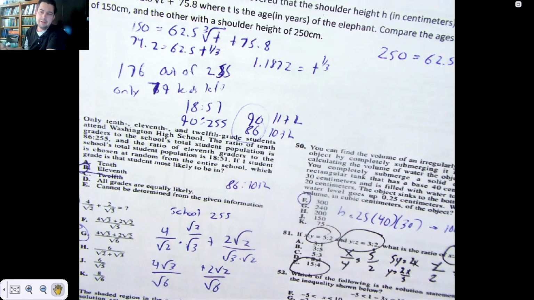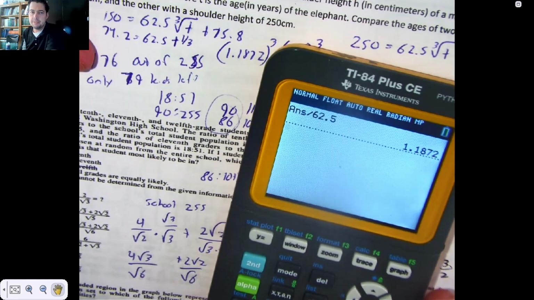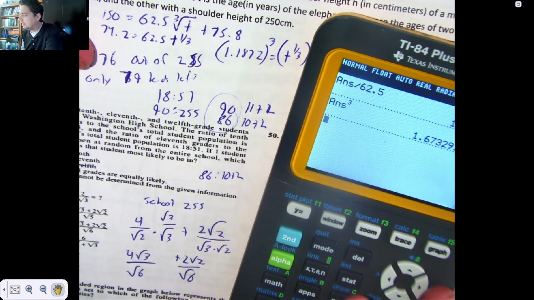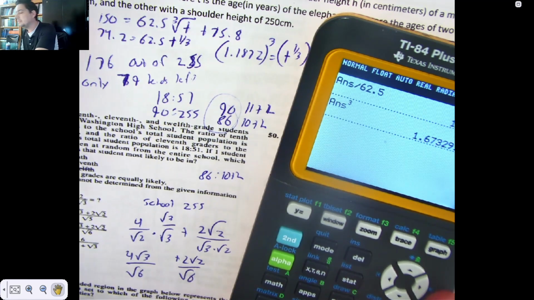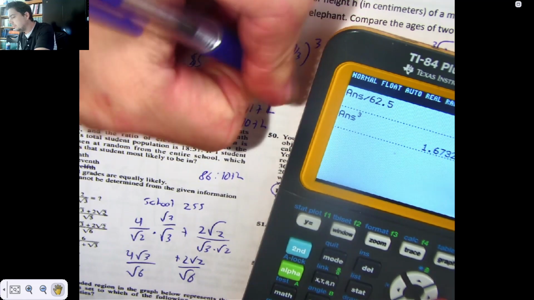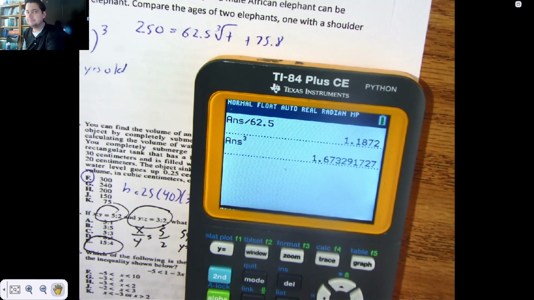Now the reason I rewrote it as a fraction is because, well, why not? The opposite of the 1/3 power is the cube power. They're reciprocals of each other. Raise that to the 3rd power, and apparently that's the age of the first elephant. It's a very young elephant. This one is about 1.67 years old. Relatively new elephant. It's a toddler, right?